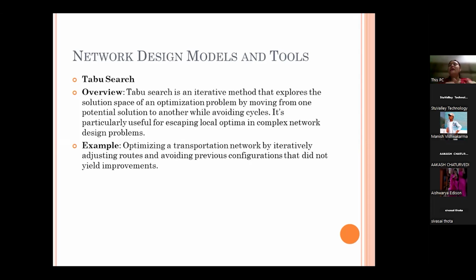It will take the outcome from every kind, every time it goes to the search algorithm. So it will avoid the cycle time, because if the number of searches is more, then the complexity of the algorithm will increase. So taboo search solves this problem. It's particularly useful for escaping the local optimum in complex network design problems.